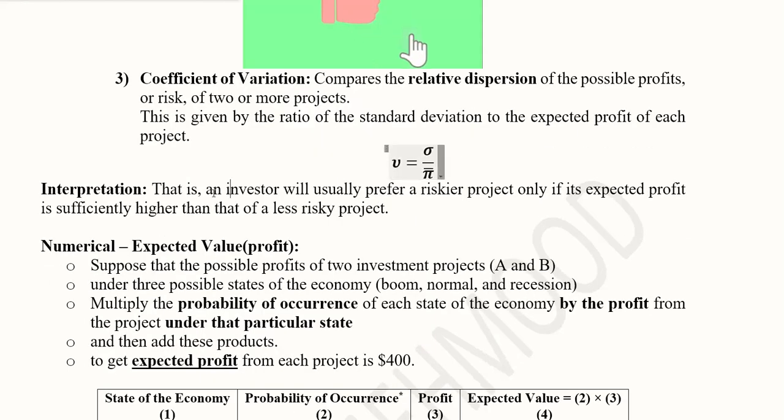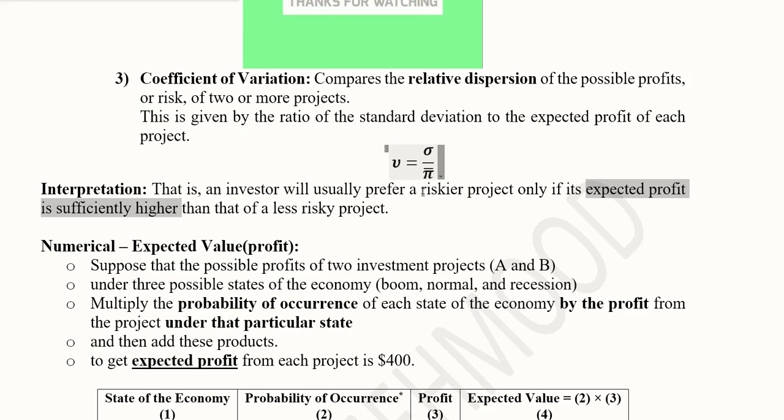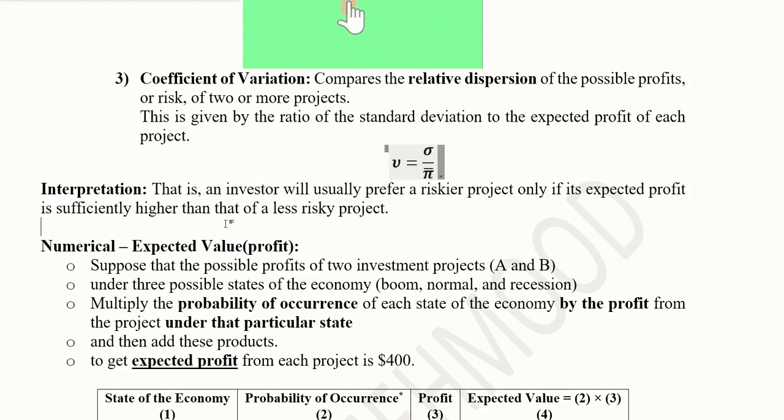And for this, the interpretation is relevant, that is, an investor will usually prefer a riskier project only if the expected profits is sufficiently higher than that of a less risky project. So it's quite justified that an investor should invest in a riskier project only if its expected profits is substantially or significantly higher, because it is expected profit, and if we are going to go for this riskier project, the returns should be substantially higher. Just like we say, the greater the risk, the greater the return. So if the expected return is greater, then we can go for this riskier project. Otherwise, it will not be justified. Coefficient of variation can also be used to compare more than one project.